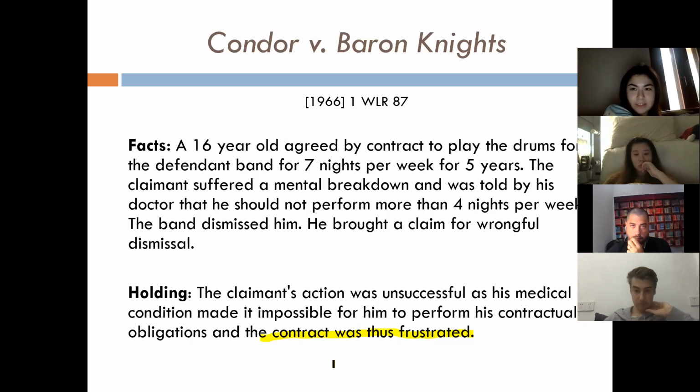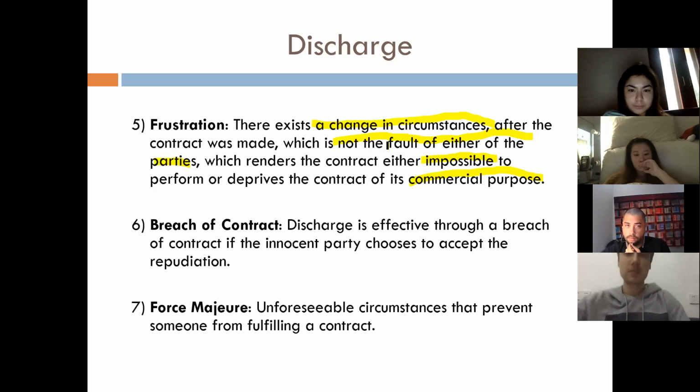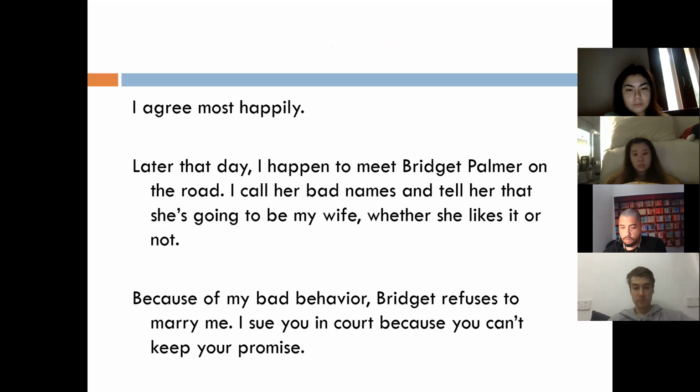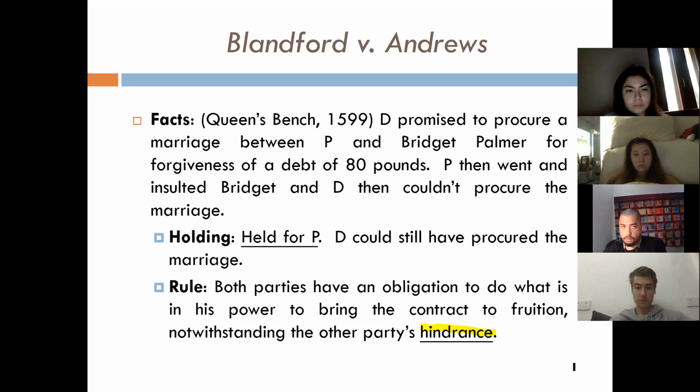No, that's not frustration. Because it's not impossible to do. If he had practiced, then he would be able to do it. Sure. And it's the fault of me for doing that. Frustration has to be not the fault of either party. If I didn't practice, that's my fault. So what would you call that situation? Breach of contract. Yes, I think you could say that. But also I would call that hindrance. I am making it very, very hard for you to keep this contract.